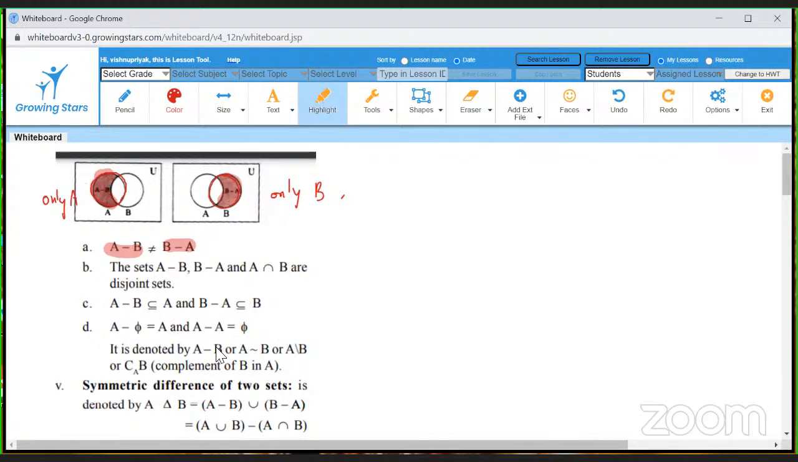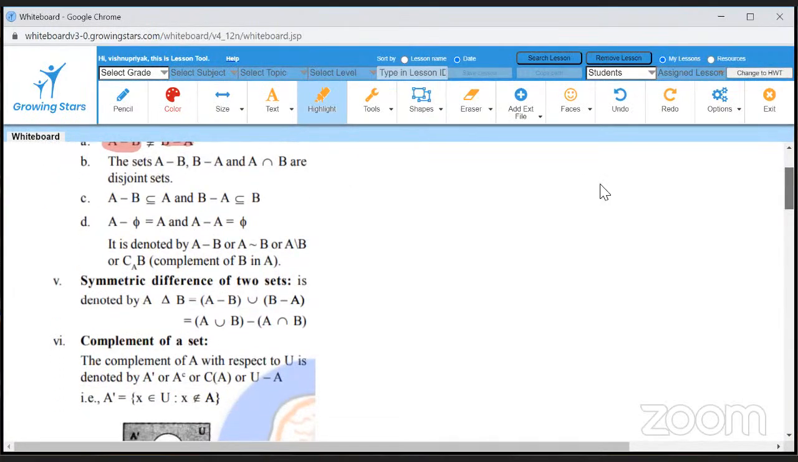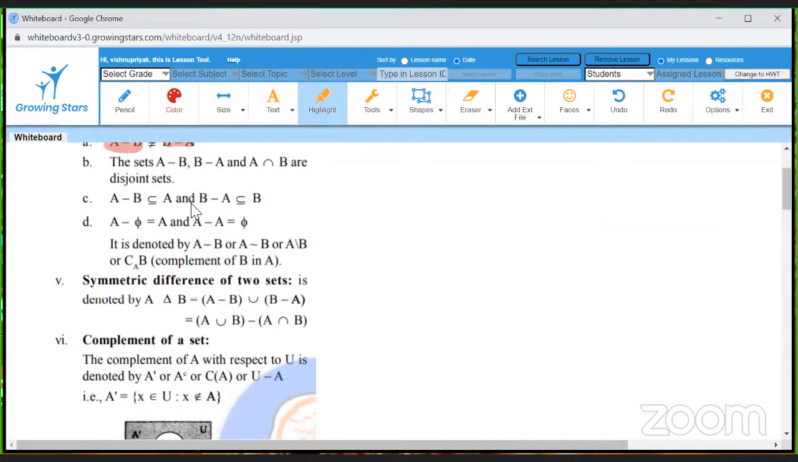Then some more points I'm not reading. You can go through all the points after the class.